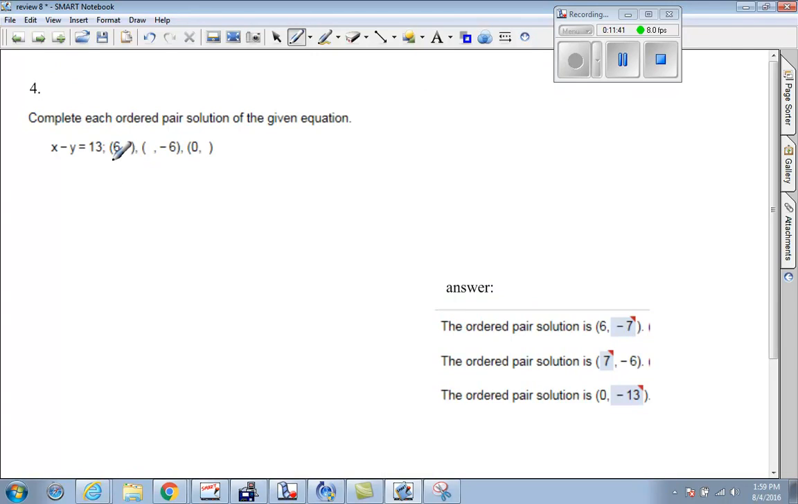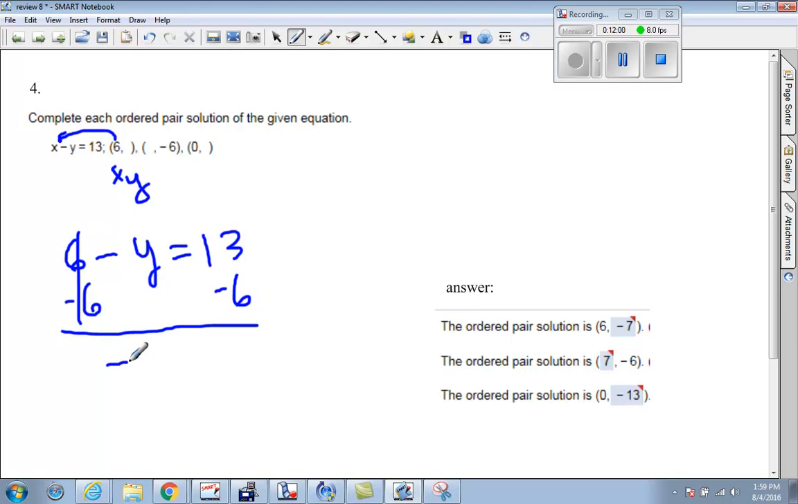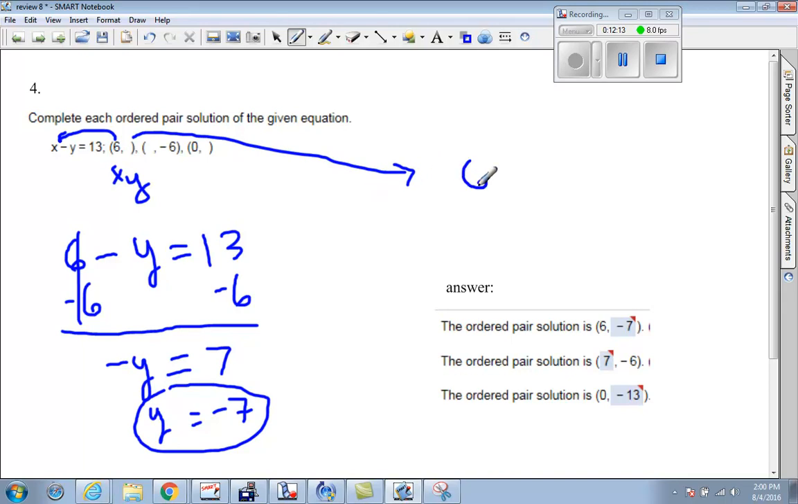Complete each ordered pair solution. I just wanted to talk about if I give you an x, how will you find y? Well, you're going to have to plug 6 in for x and think about it, right? So 6 minus y makes 13, and you can literally solve it out, or just do the mental math. I'm going to solve it out. -y equals 7, therefore y must be -7. So when I complete that first ordered pair, it must be 6, -7. And we see that solution.